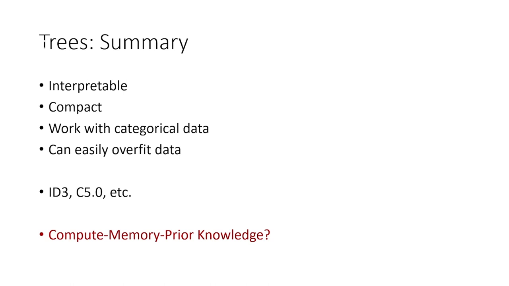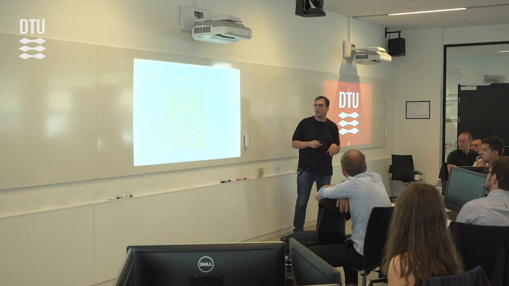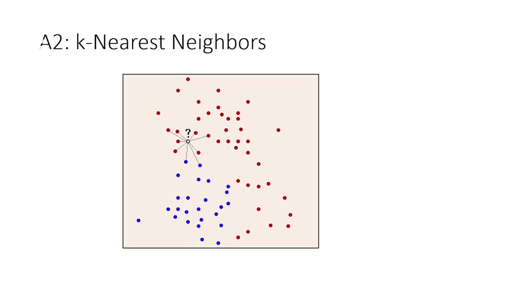So we talked about trees. They are the first fundamental algorithm. Now we're going to talk about KNN. That's the second fundamental algorithm. KNN is an ancient algorithm. I don't really even know when it's from, probably before I was born.